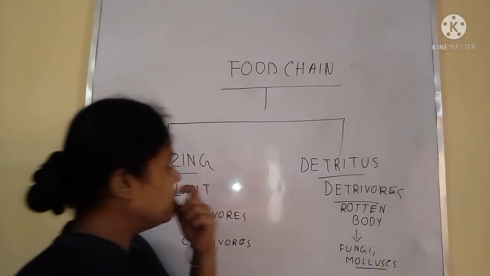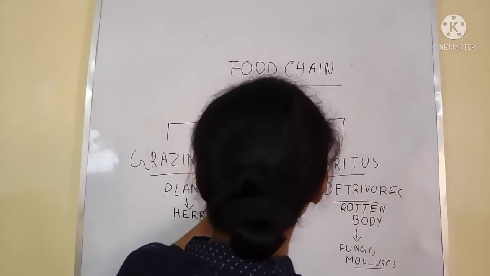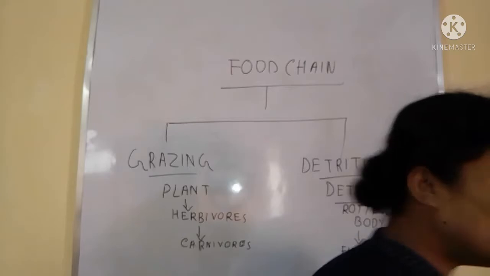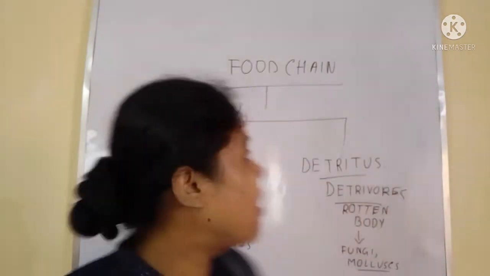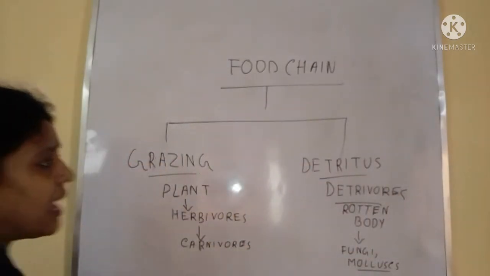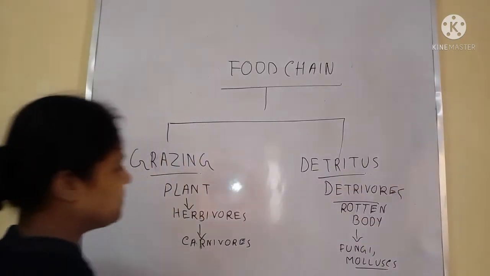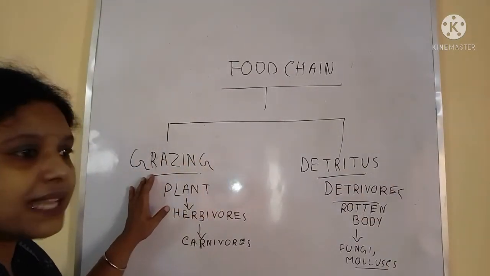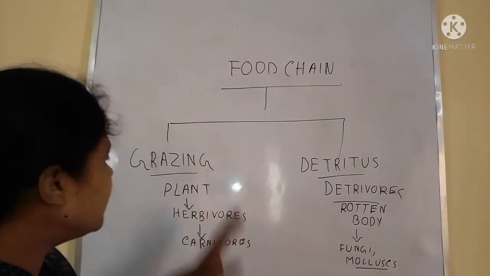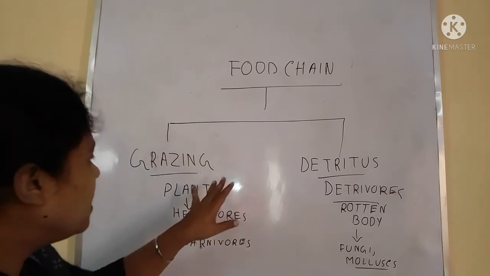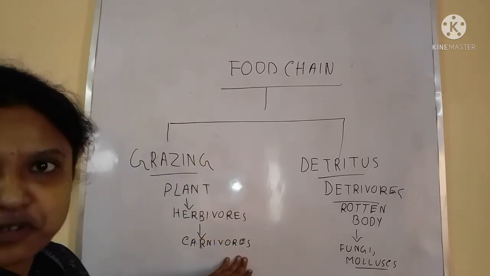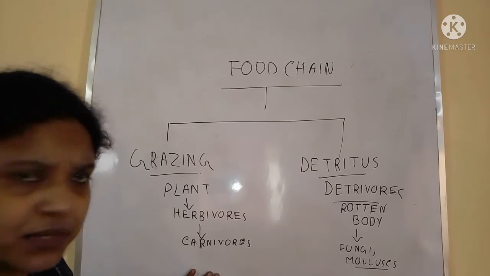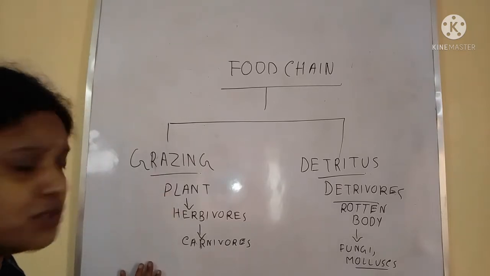Okay, now I explain about the types of food chain. Two types of food chains. One is grazing food chain, another is detritus food chain. What is grazing food chain? That is the normal food chain where the energy transfers from the autotrophs to the heterotrophs and at last to the decomposer. Clear? This is the grazing food chain.